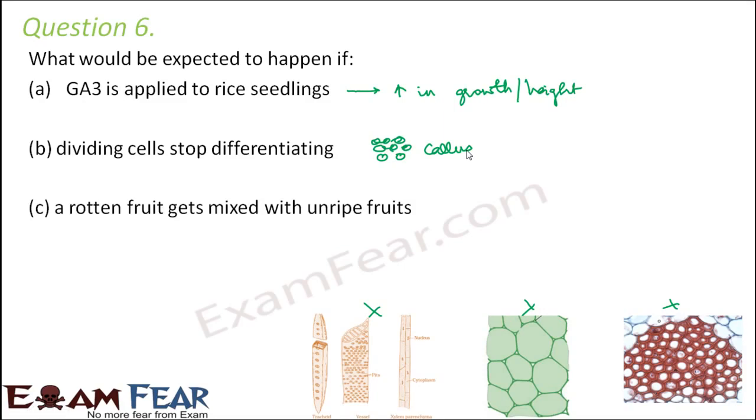A rotten fruit gets mixed with unripe fruits. Now, whenever you keep a rotten fruit with some unripe fruit, the rotten fruit is something which is already ripened and then is rotten. So ethylene will be emitted from this rotten fruit, and this ethylene will ripen the unripe fruits, because ethylene is the gas which helps in ripening the fruits. So the unripened fruits will also get ripened.